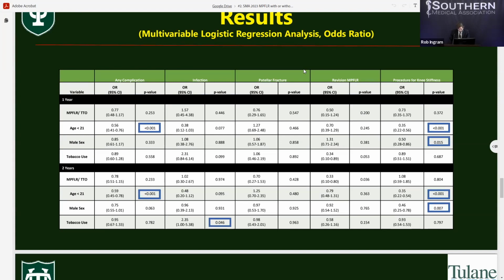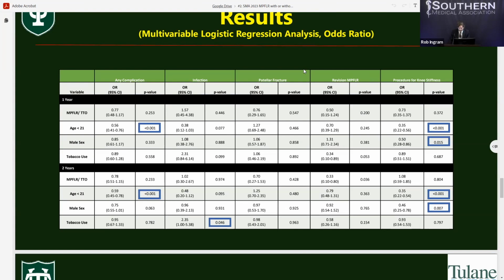Further, our analysis showed that independent of index procedure, patients in our study that were under the age of 21 years had a significantly lower rate of requiring procedures to correct knee stiffness and experiencing any of the complications we queried at 1 and 2 years when compared to patients who were over the age of 21. This aligns with past research that has displayed a correlation between increased age and postoperative complications and other orthopedic injuries, such as knee dislocation.